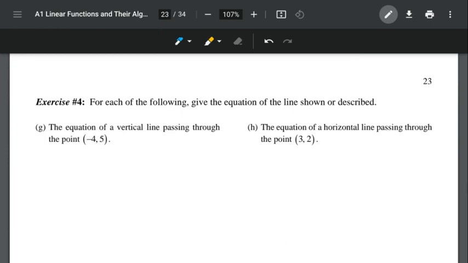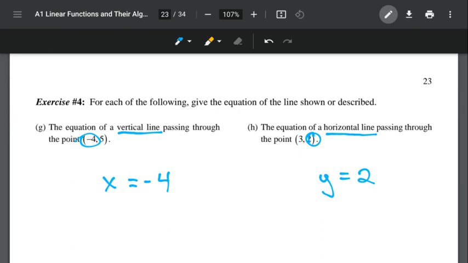Last 2 questions for the notes. For each of the following, give the equation of the line shown or described. Okay, letter G, the equation of a vertical line, so that's going to be x equals, passing through the point -4, 5. Steal that x number. That's your equation. Letter H, the equation of a horizontal line, so that's y equals, passing through the point 3, 2. Steal the y number, and there's your equation.